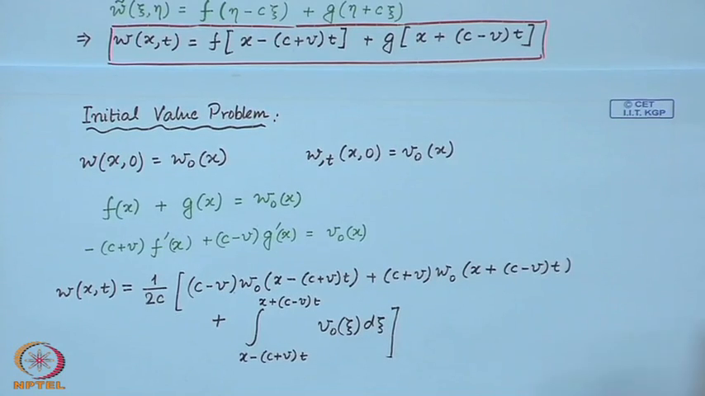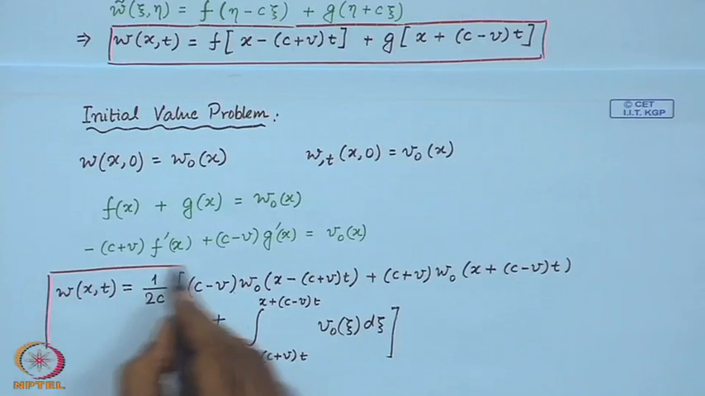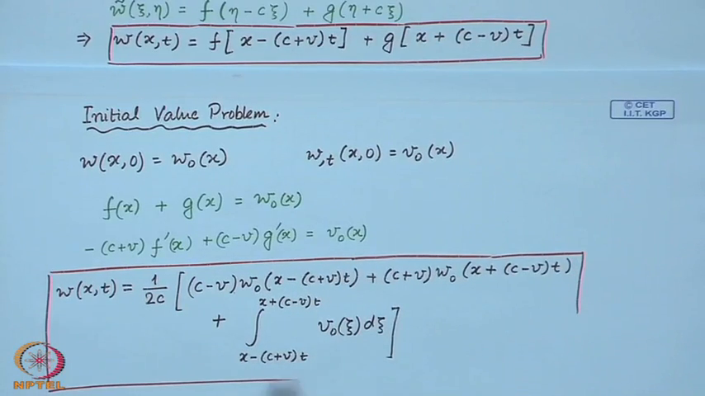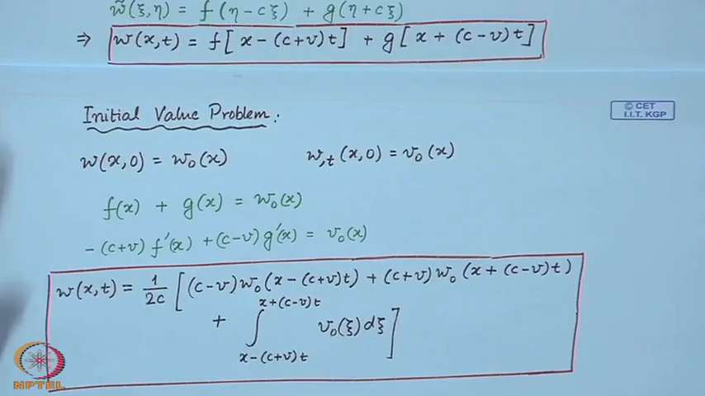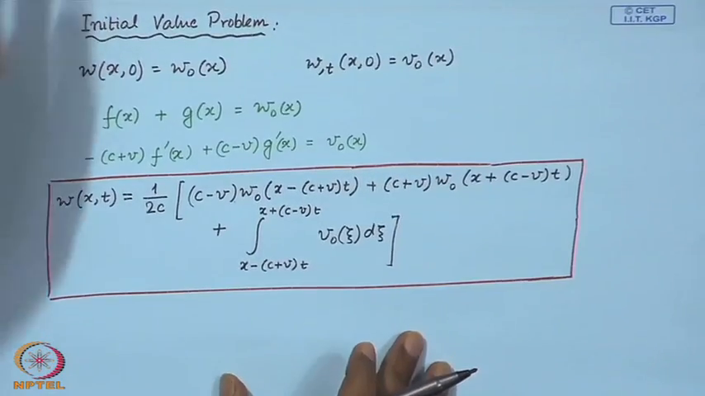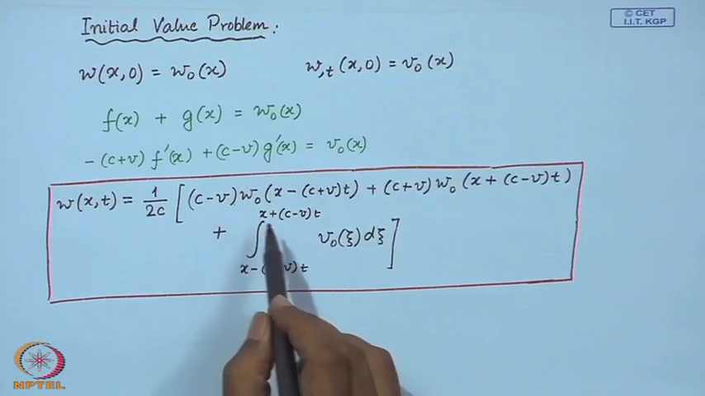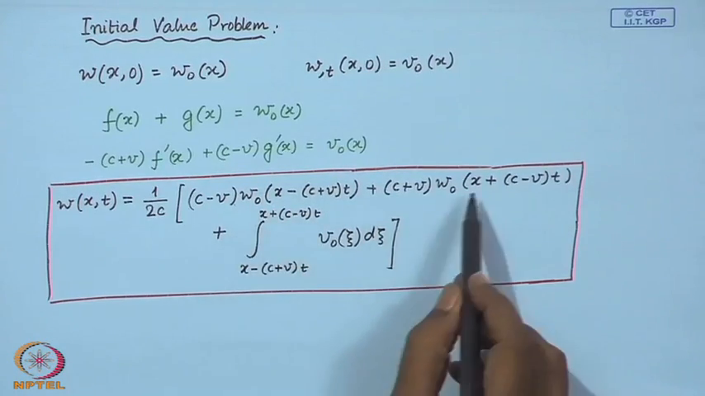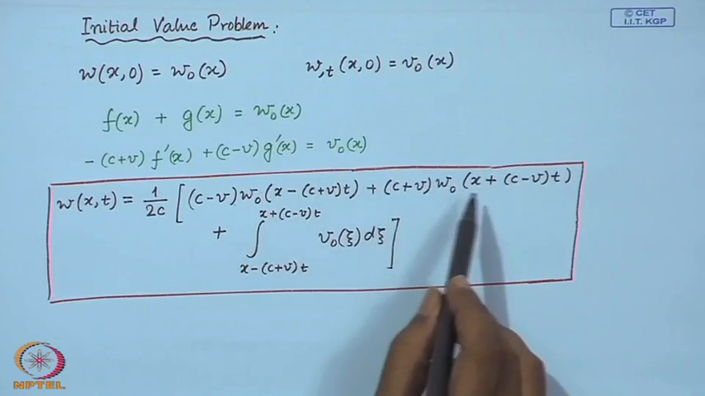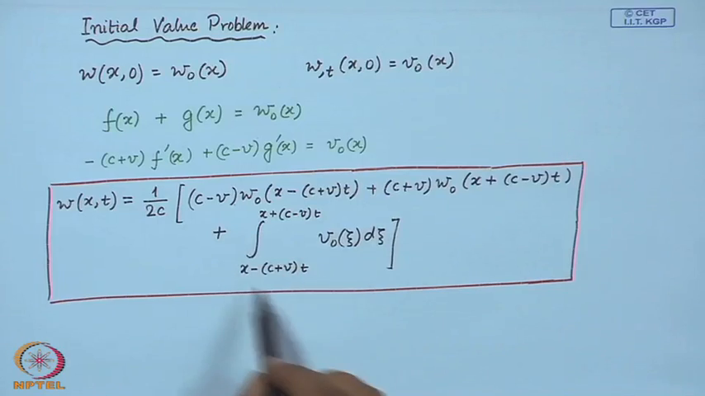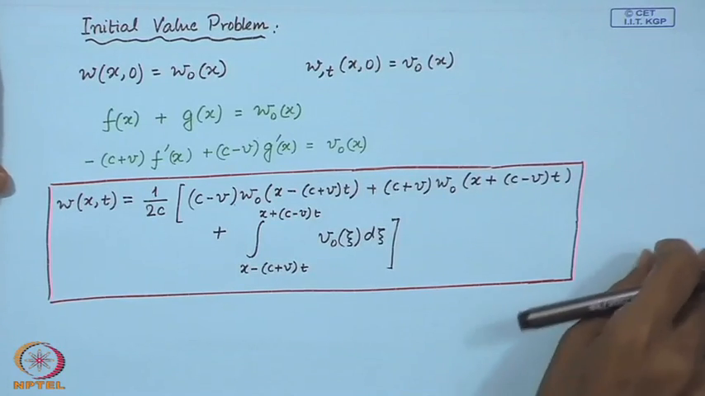So, this is our solution for the initial value problem. So, when we have initial displacement, these are the contributions in the solution, and the initial velocity contributes in this way. Suppose we let us take an example.